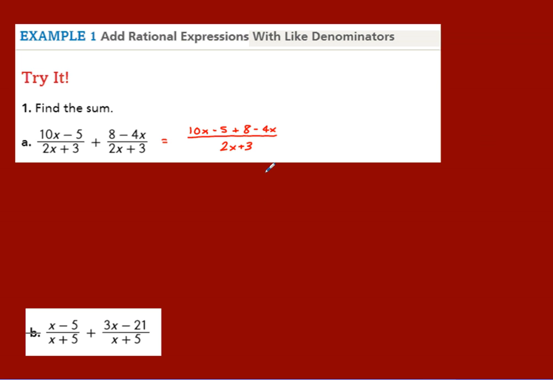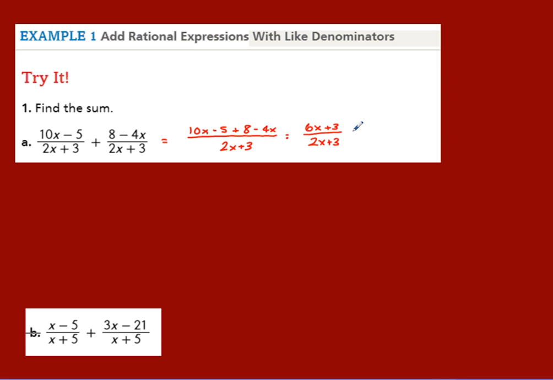Now, we can combine like terms on top. We get 10x minus 4x, that is 6x. Negative 5 plus 8 is positive 3, all over 2x plus 3. Right now we cannot cancel anything out. It looks like we should be able to cancel 6 and 2 to make it 3x, and the 3 and 3 to make it 1. We can't do that because of these plus signs. We're not multiplying and dividing, we're adding and subtracting here.